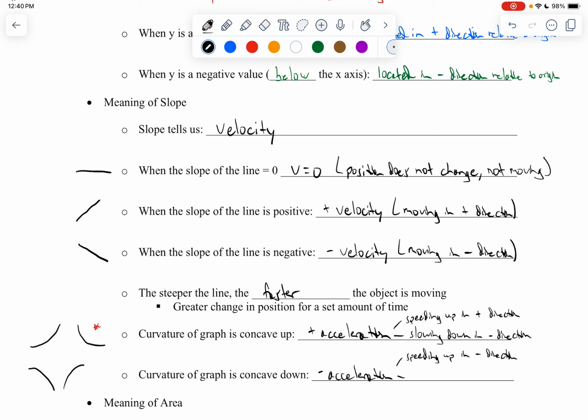On the concave down curve that's on the right side, that one's going to have positive slope, so we're actually going to be moving in the positive direction, but it's getting less and less steep. So in this case, what we're doing is we're slowing down while in the positive direction.